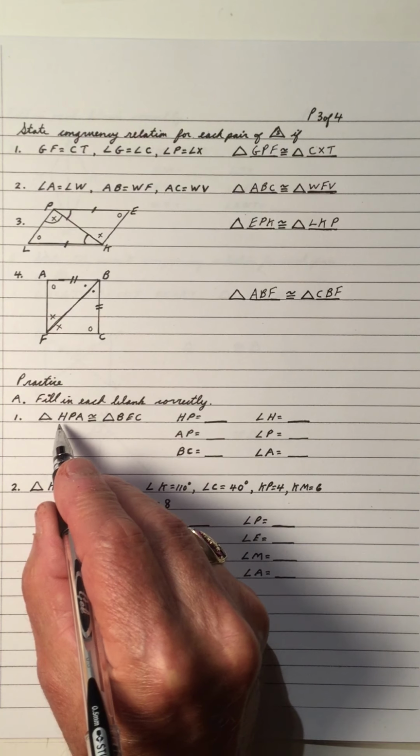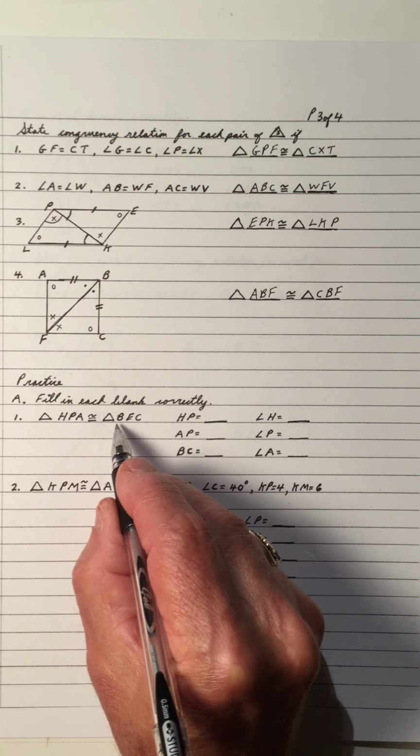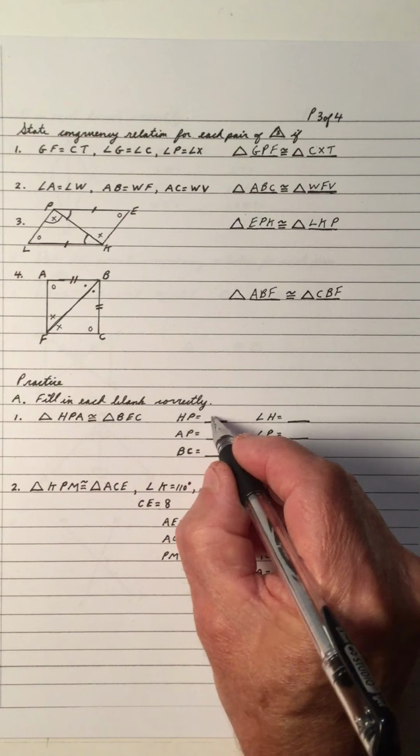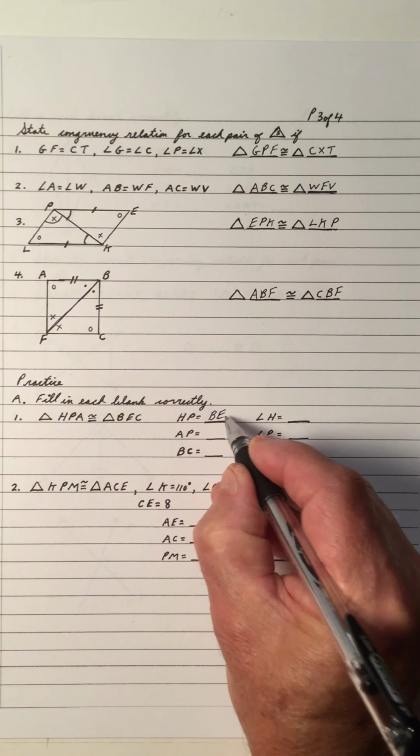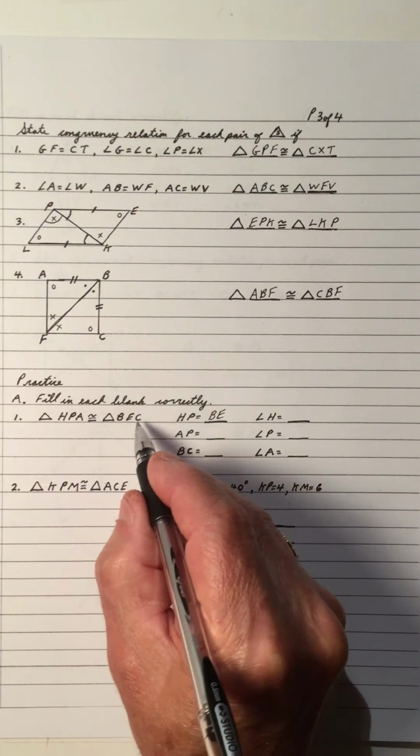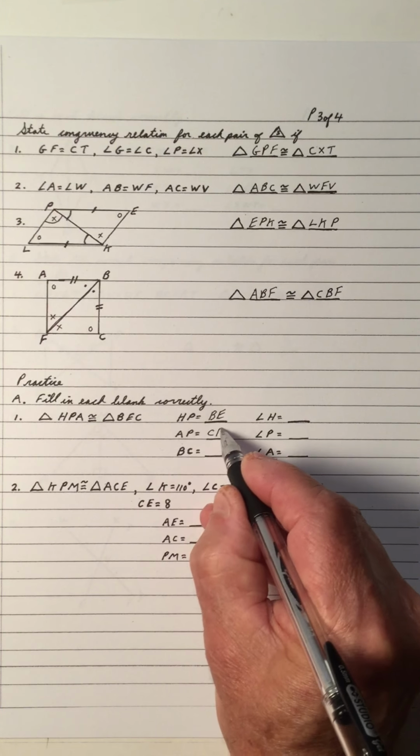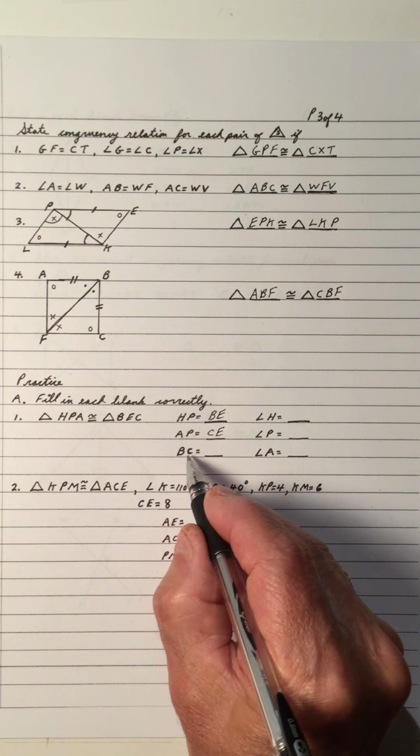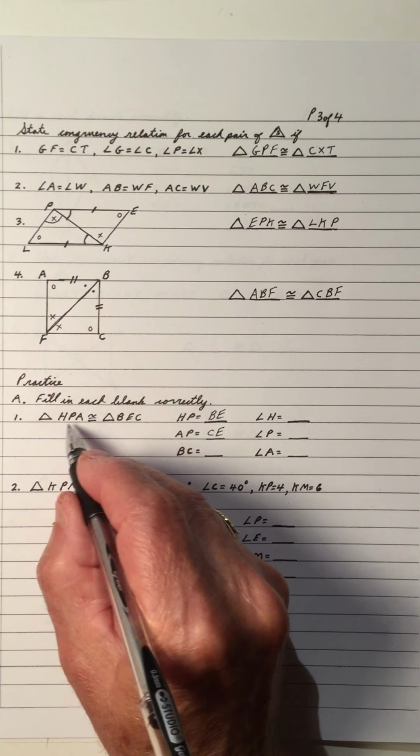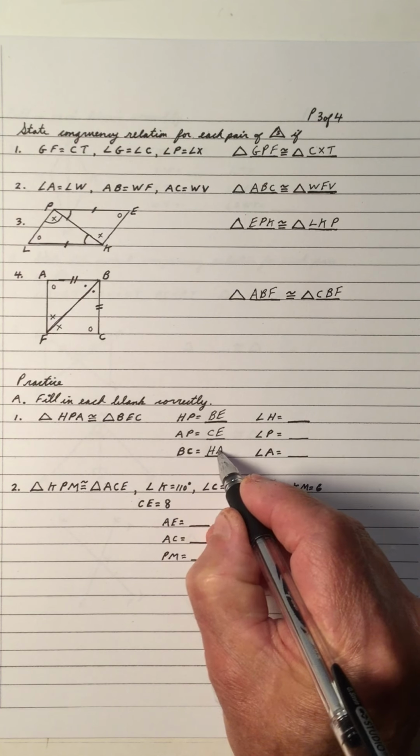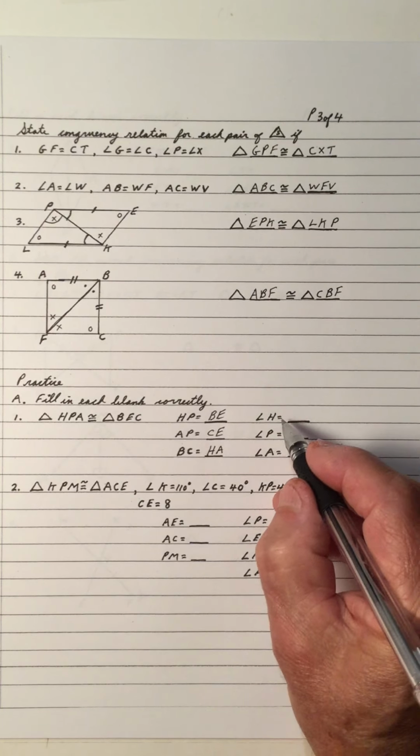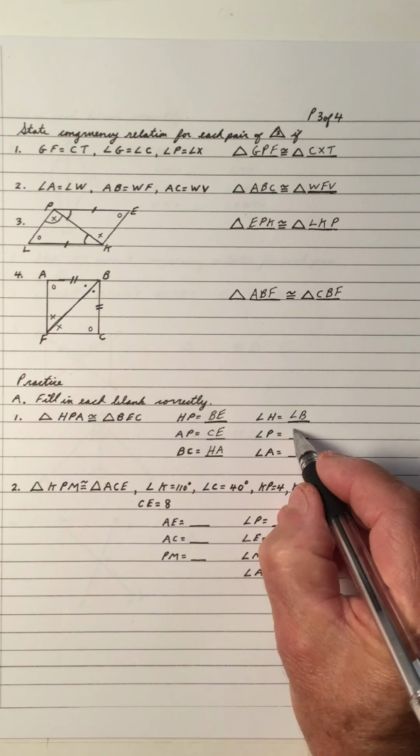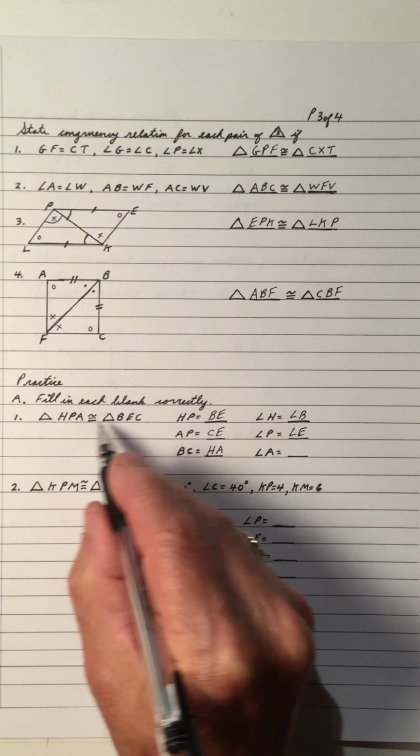Here we go. Triangle HPA is congruent to triangle BEC. H goes with B, so HP goes with BE, and AP goes with CE, and BC goes with HA. Angle H goes with angle B. Angle P goes with angle E. Angle A goes with angle C.